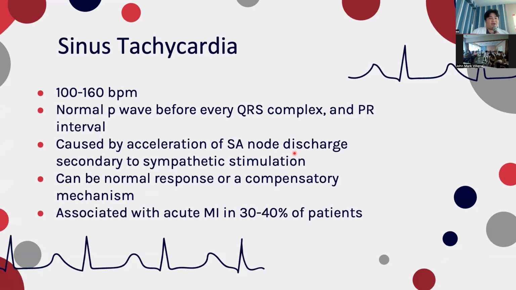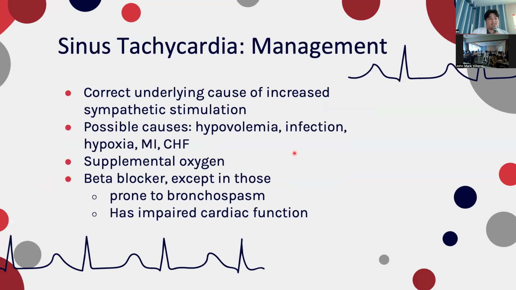With a normal P wave before every QRS complex and a normal PR interval, it is caused by acceleration of SA node discharge secondary to sympathetic stimulation. It can be a normal response or a compensatory mechanism. It is associated with acute MI in 30 to 40% of patients.